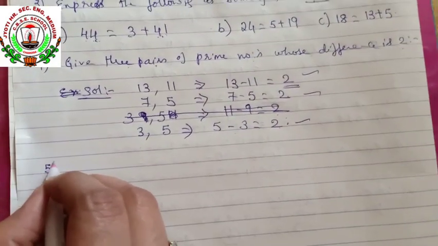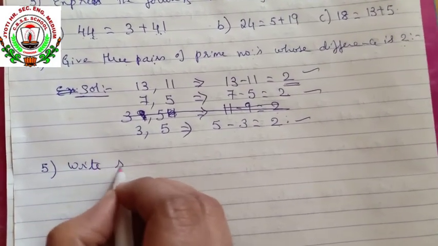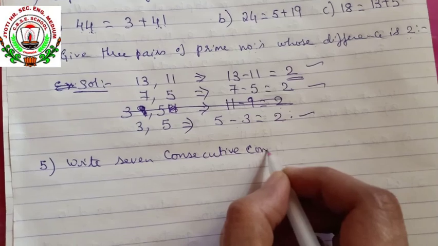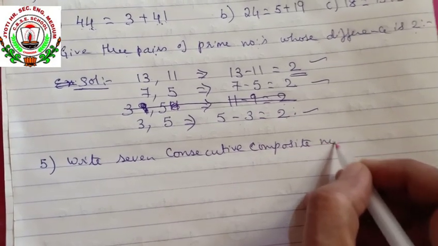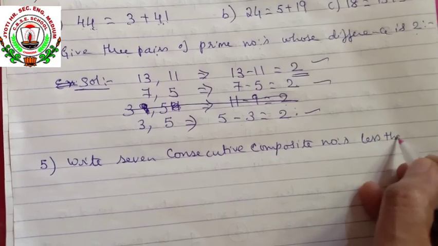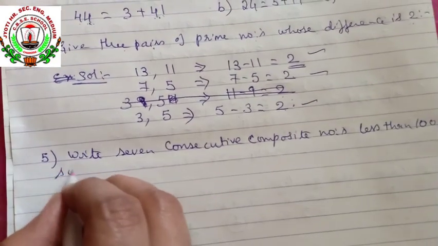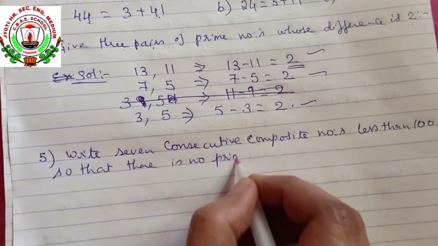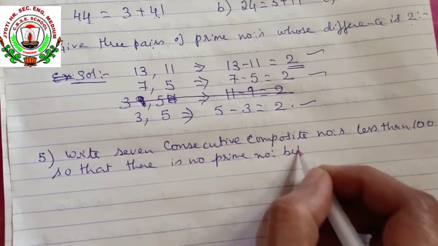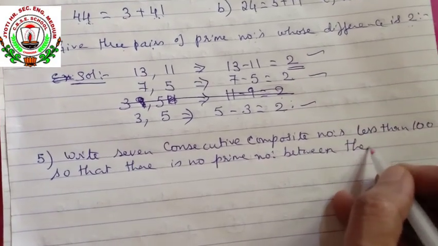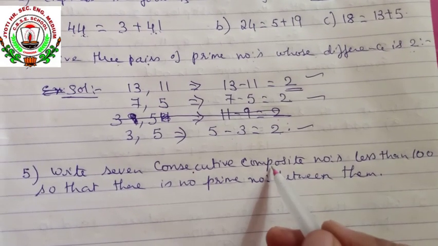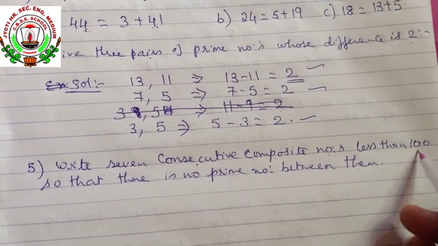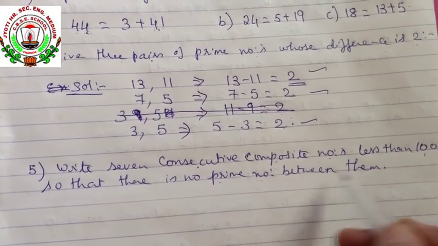The next question is, write 7 consecutive composite numbers less than 100 so that there is no prime number between them. Consecutive composite numbers means the numbers should be in a line, less than 100, and there should not be any prime number between them.